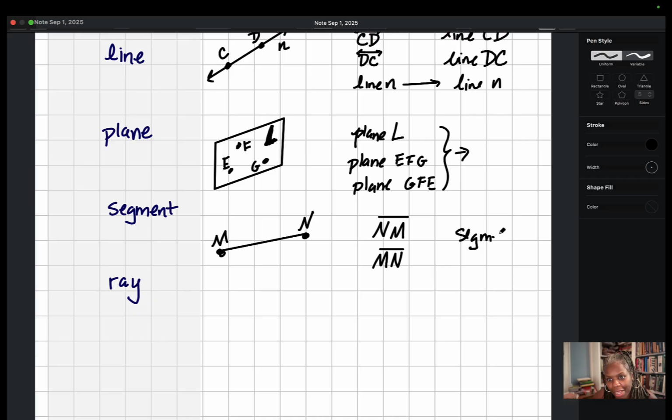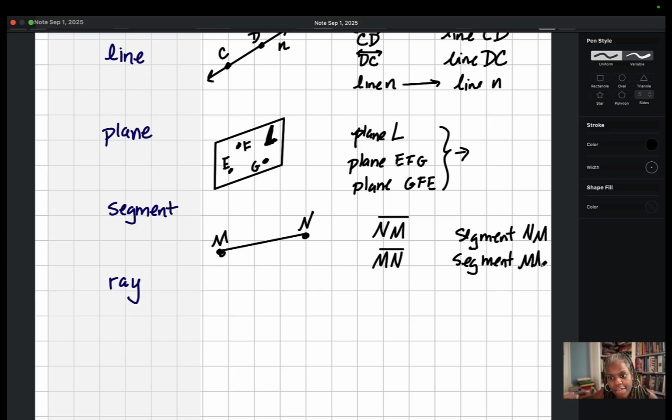Thank you guys for being patient with me. I know this is tedious. Write it down. This is segment MN. NM, my bad. And then this is also referring to segment MN. And that's what we would say when we see it.